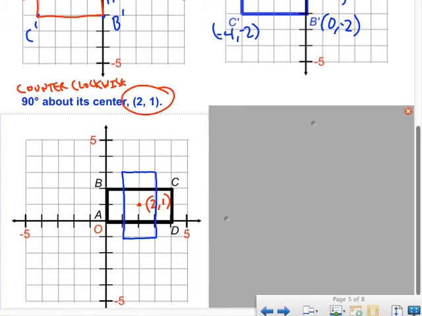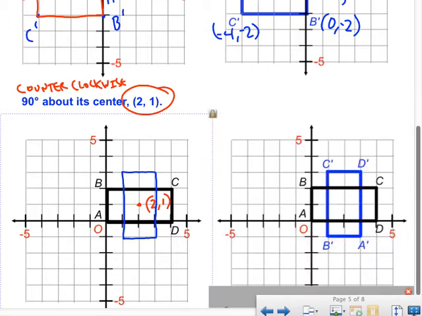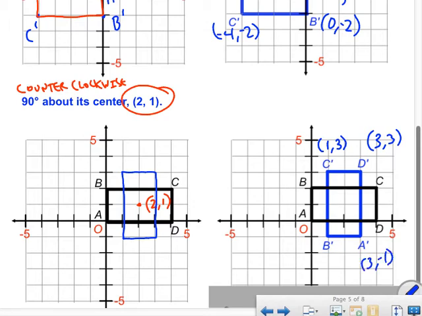So, my new points, and this one I wouldn't expect you guys to get the rule for. Later, as you get into actual algebra, you might be required to do that. But my new point, C to C primed, well, C is 4, 2. This is going to be 1, 3. And then D is going to be 3, 3. A, 3, negative 1. B, negative 1, negative 1.